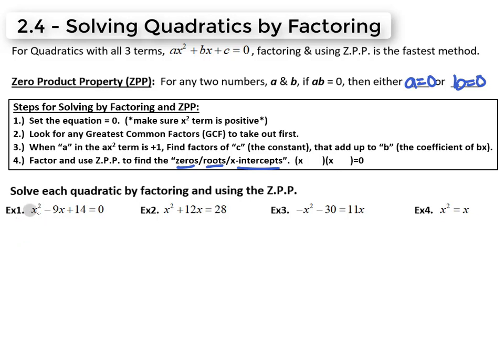I can see first that my equation is set equal to 0, so that's good. We've met our first condition. Then I want to look for any greatest common factors, and nope, there's no common factor I could take out of all terms. Next, when a in the first term is +1, so in front of x squared is +1, which it is, we want to find factors of c, so factors of 14, that add up to b, that add up to -9. You guys might remember doing this in Algebra 1.